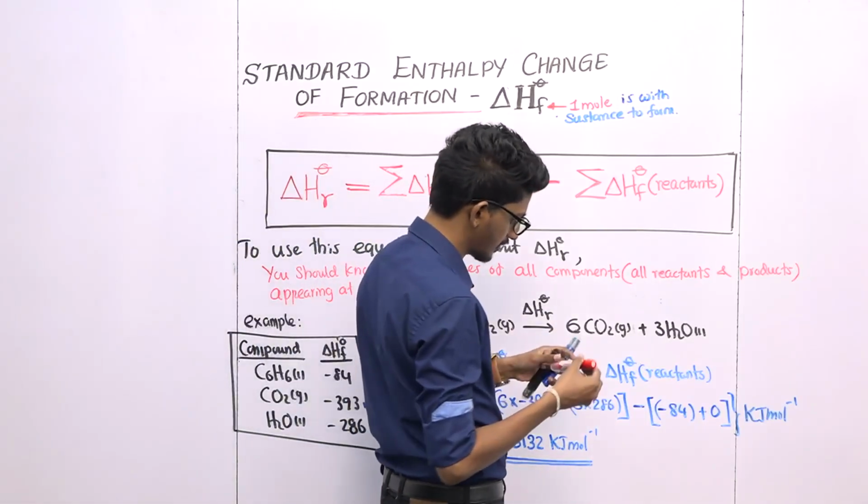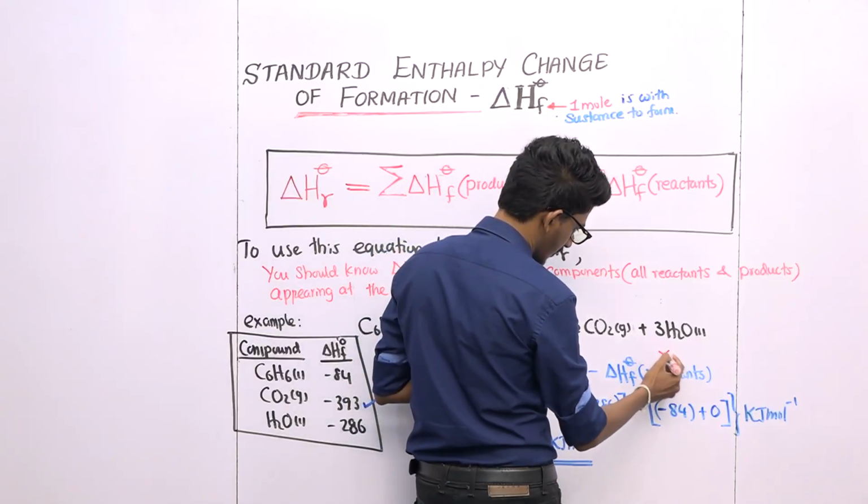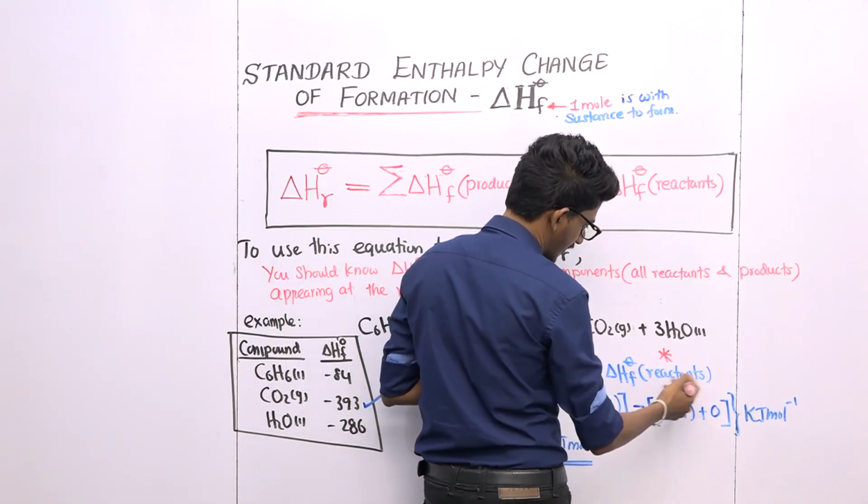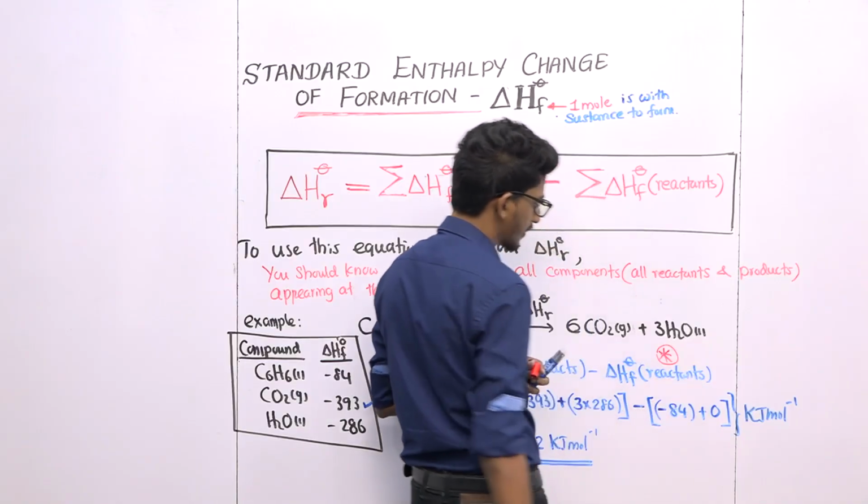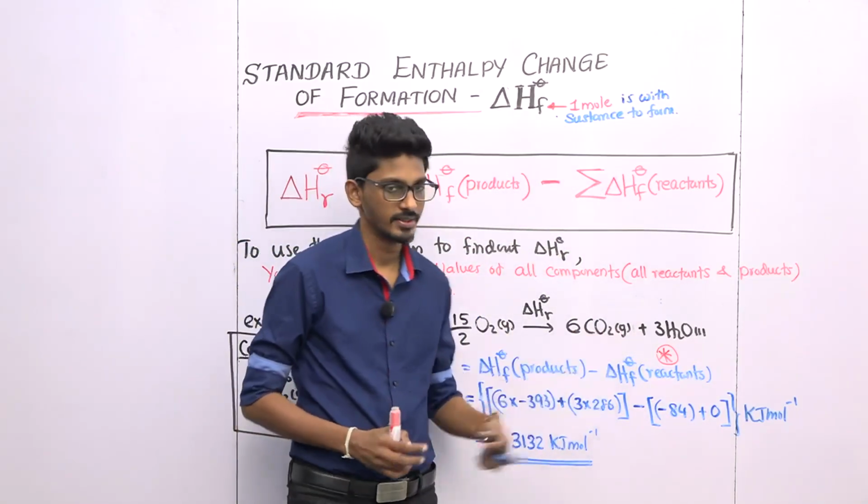Here, some change should be made. Here it is written as delta F of reaction. It should be reactants. Make that change in your note.